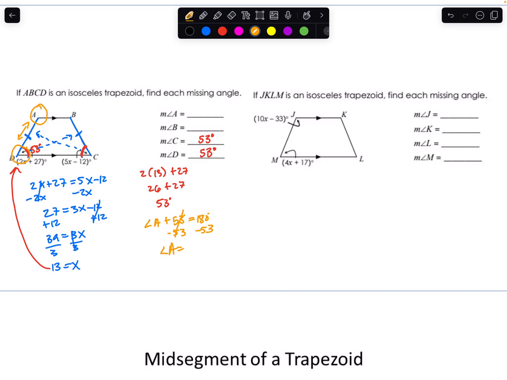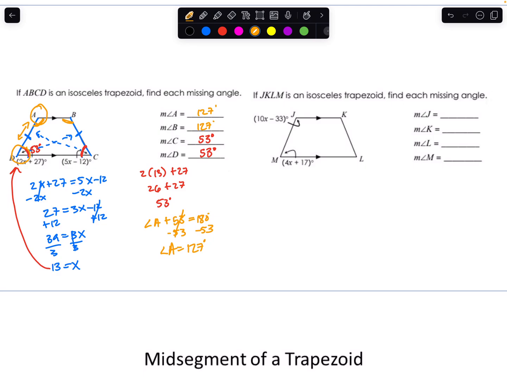And that's 127 degrees. Now, since angle A and angle B are also congruent, that means that they're both 127 degrees. You could always check your work and add up all these 4 angles and see how they add up to 360 degrees.